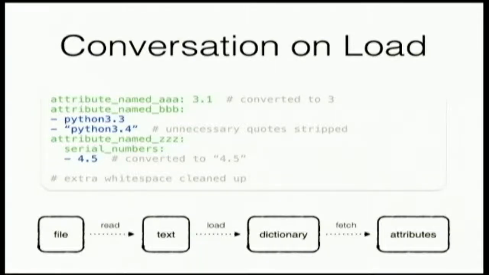In this case, that first attribute was actually just an integer, so even though you may have typed 3.1, that would be read back in as 3, because you'd expect that to be an integer. Where it says Python 3.4, the unnecessary quotes would be stripped. Serial numbers was expected to be a list of strings, so even though in YAML that's technically a float, that would be converted into a string because that's what you expected it to be. And then white space would be cleaned up as well.